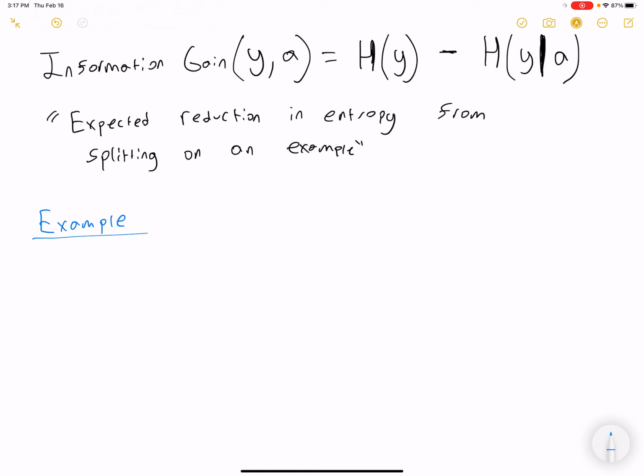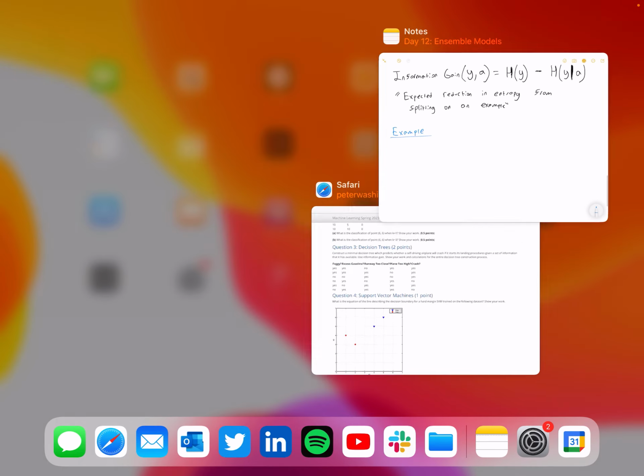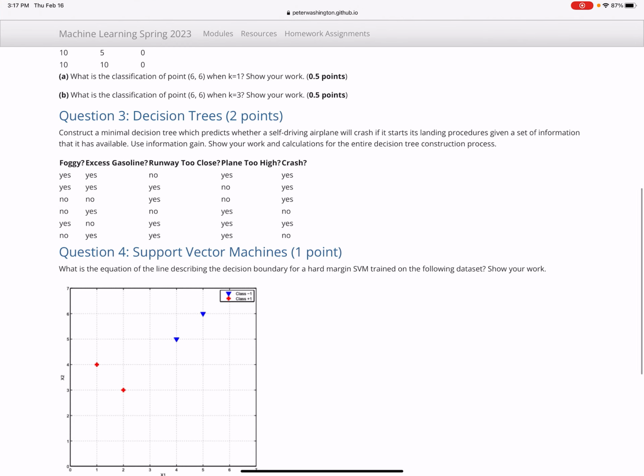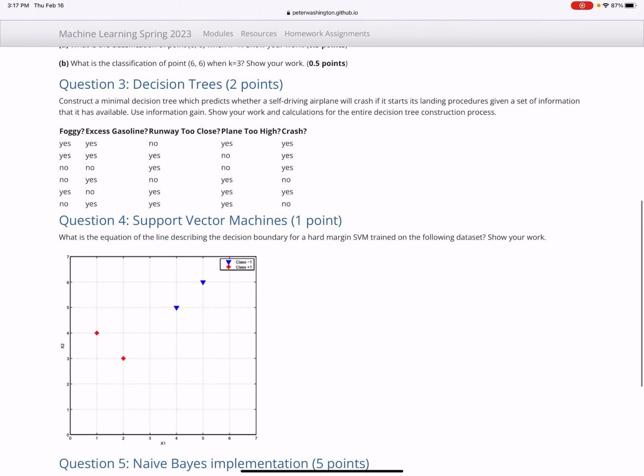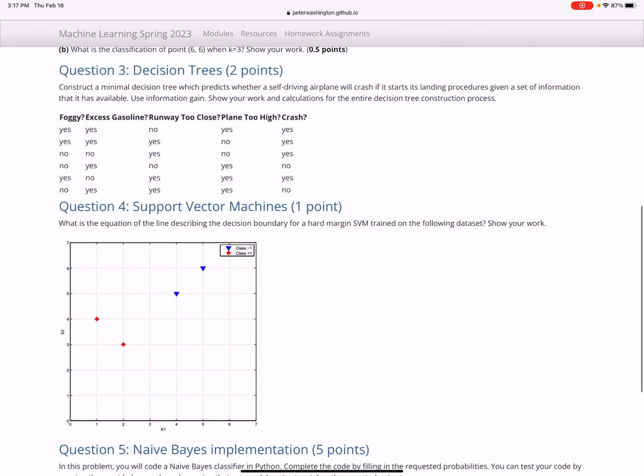So, example. In homework 3, we're trying to predict, it's kind of a morbid example, whether a self-driving airplane will crash given a few attributes of the airplane. So whether it's foggy, whether there's excess gasoline, whether the runway is too close, and whether the plane is too high. I think I was on an airplane when I came up with this question, which is kind of not good.